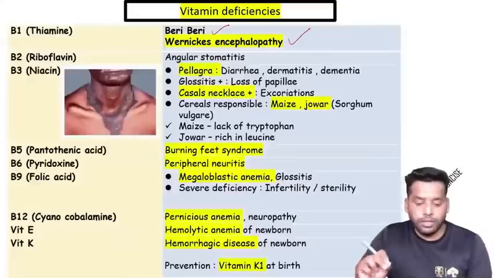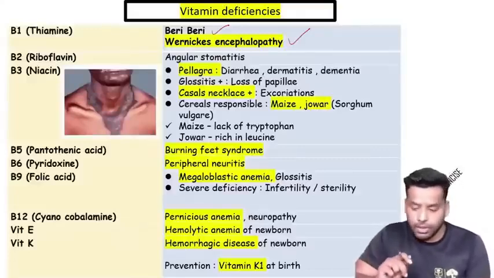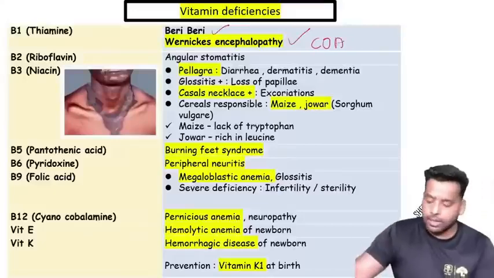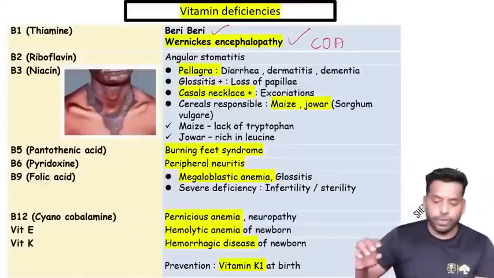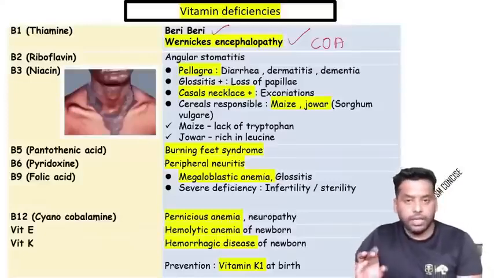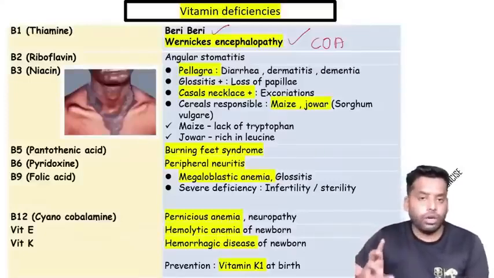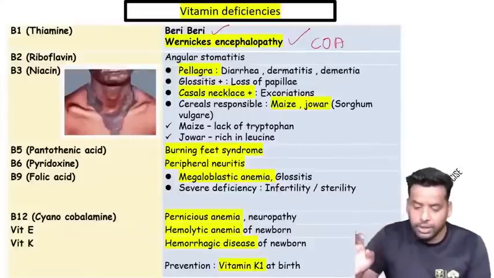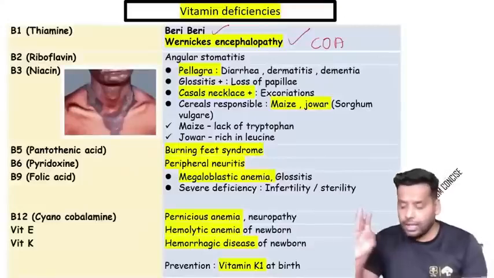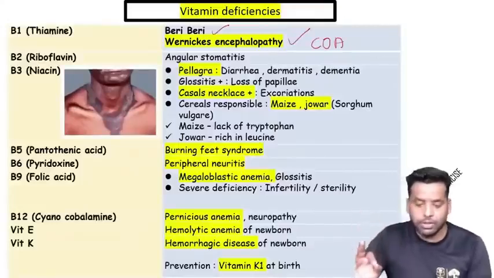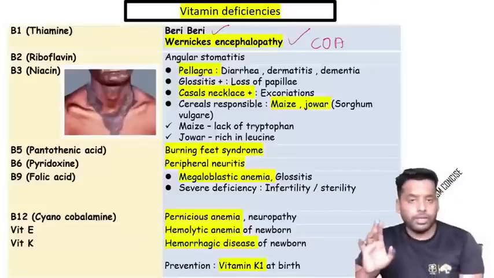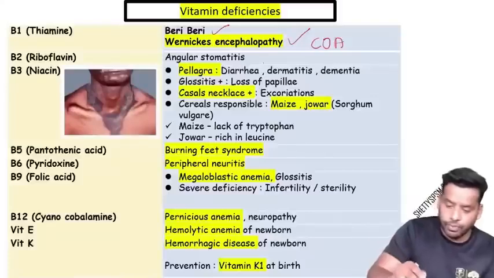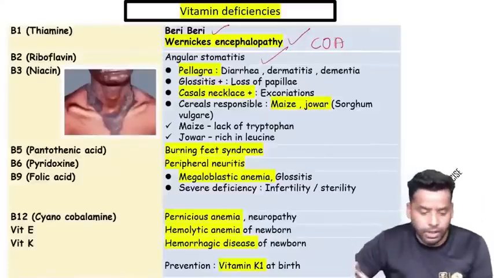What are the 3 things you will see in Wernicke's encephalopathy? Confusion, ophthalmoplegia, ataxia. Repeat my words. Along with this, they will give the history of a chronic alcoholic complaining of confusion, that is global confusion. Ophthalmoplegia and ataxia, because of cerebellar dysfunction. Wernicke's encephalopathy. B2, it is angular stomatitis.